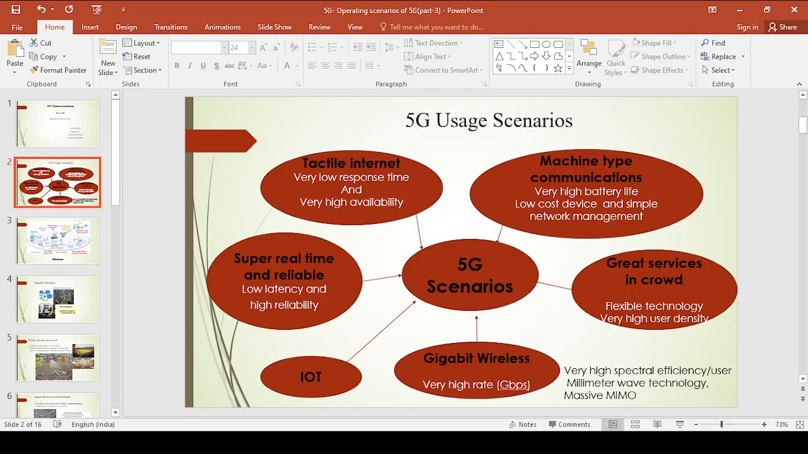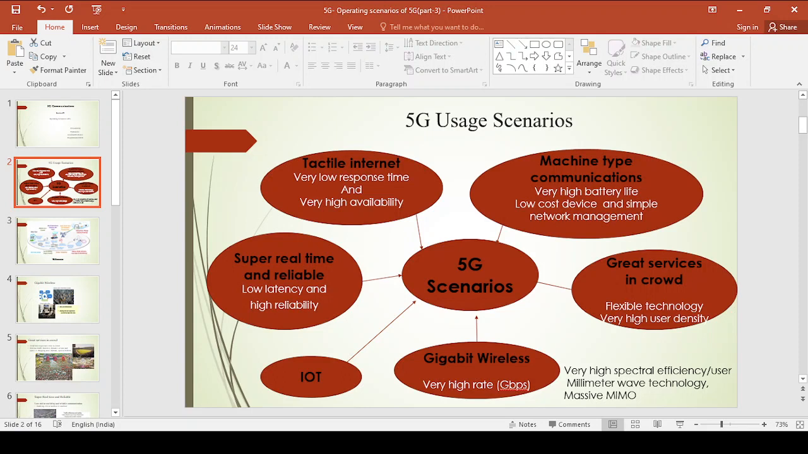Now coming to the next usage scenario, we have great services in cloud. Cloud is nothing but very high user density. Places like open air festivals, stadiums, shopping malls. These are the places where you can see a gathering of a large number of people. At those places also the 5G can provide its services flexibly.